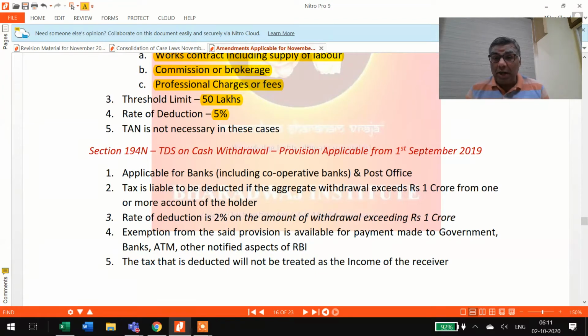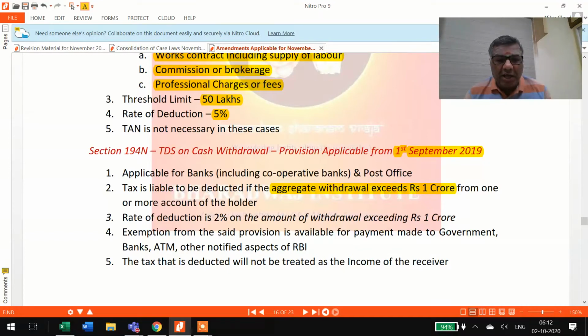So this is 194M. Either as MCQ or as main question, it is going to come. TDS on cash withdrawal. Again, provision applicable from 1st September 2009. Applicable for banks, including cooperative banks and post office. Tax is liable to be deducted if the aggregate withdrawals exceed rupees 1 crore from one or more accounts of the account holder.